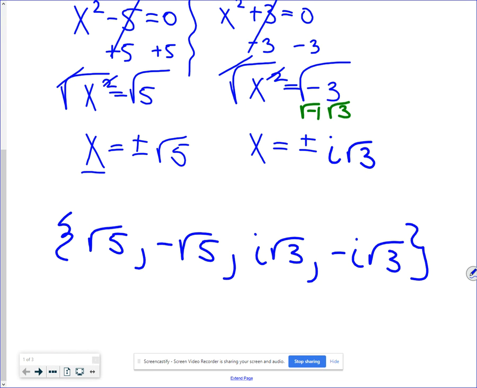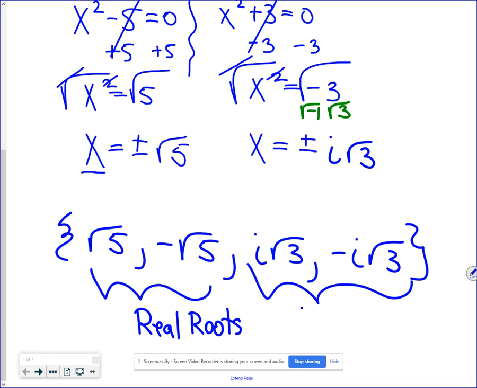The degree of the equation tells you how many roots you're going to have. Since it's a fourth degree, we have 4 roots. These first two are real roots, and the last two are complex roots.